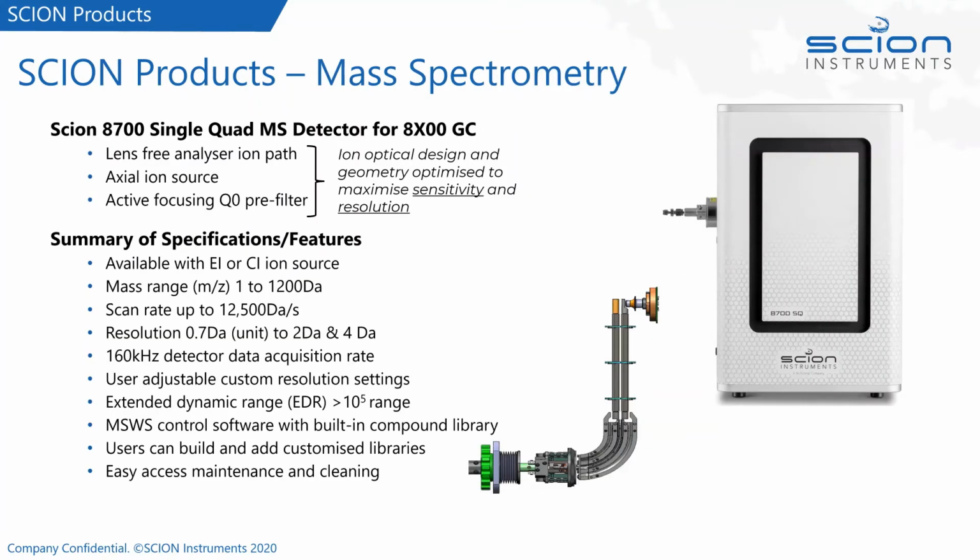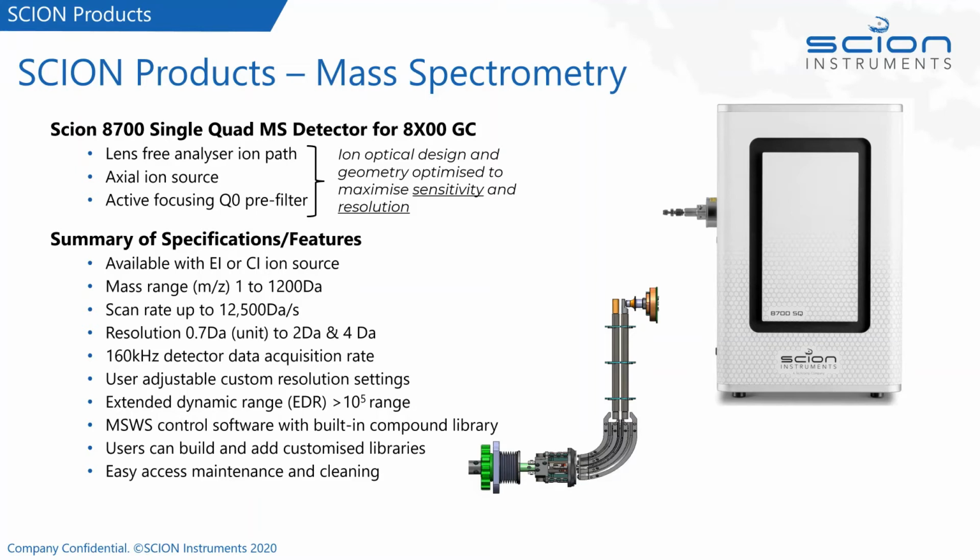In terms of mass spec, we have 2 available mass spectrometers. We have a single quad, which is the 8700, and we also have a triple quad, which has just been released to the market. So it is a highly sensitive mass spec detector, and that is due to its patented design that SCION Instruments have.